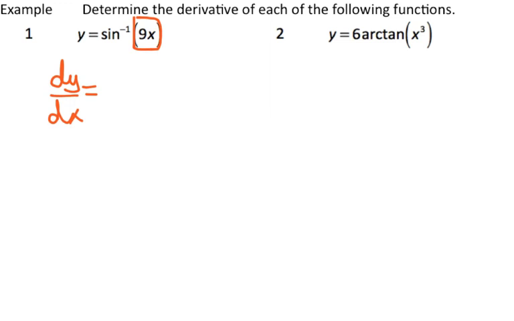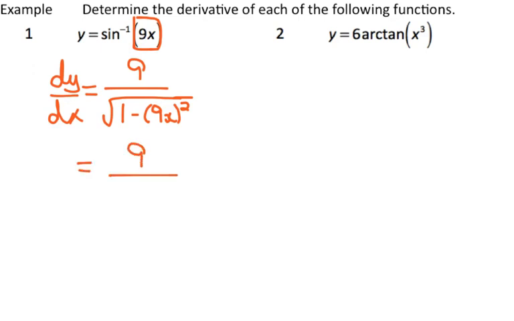If we look at the formulas, the derivative for sine inverse of u is u prime over the square root of 1 minus u squared. U prime, being the derivative of 9x, will give us 9 over the square root of 1 minus, and we need brackets for 9x squared. It's customary to simplify this a little bit. 9x all squared is actually 81x squared.